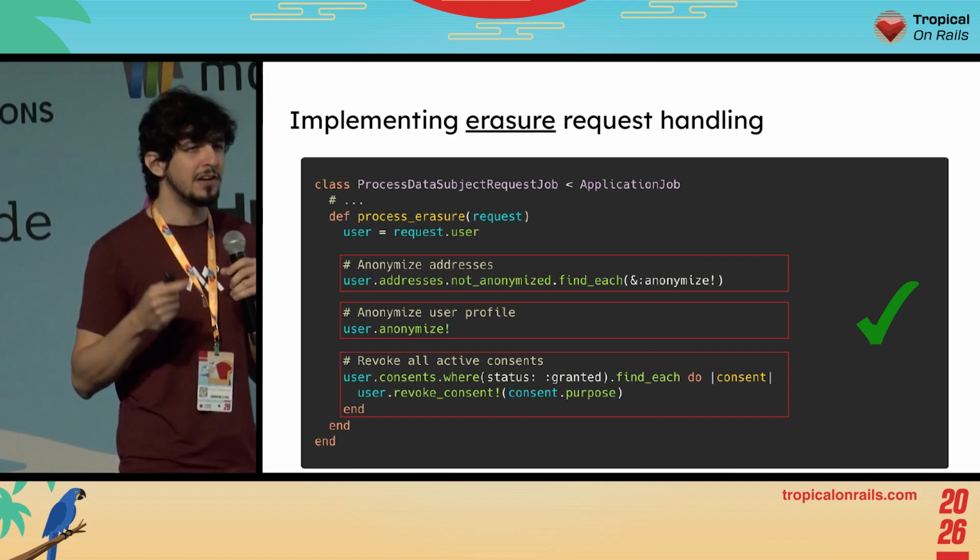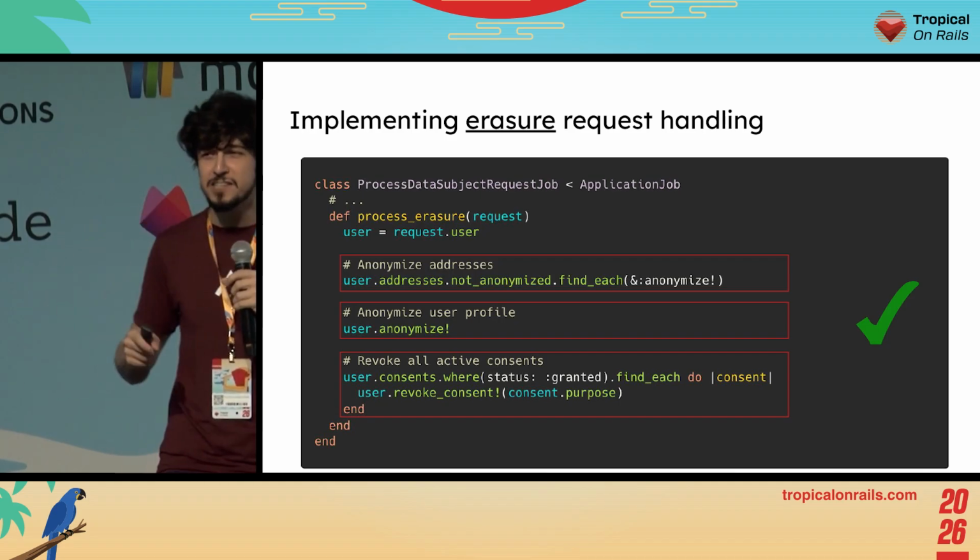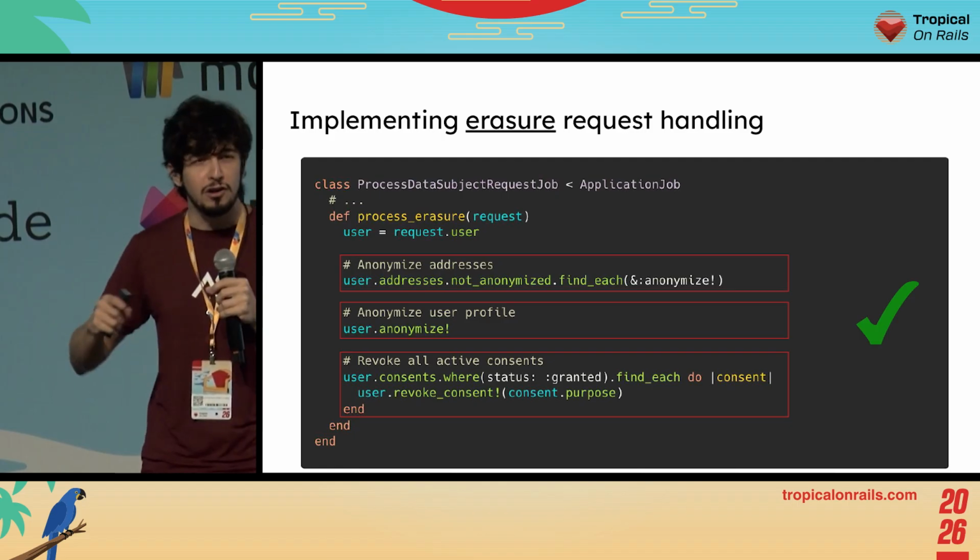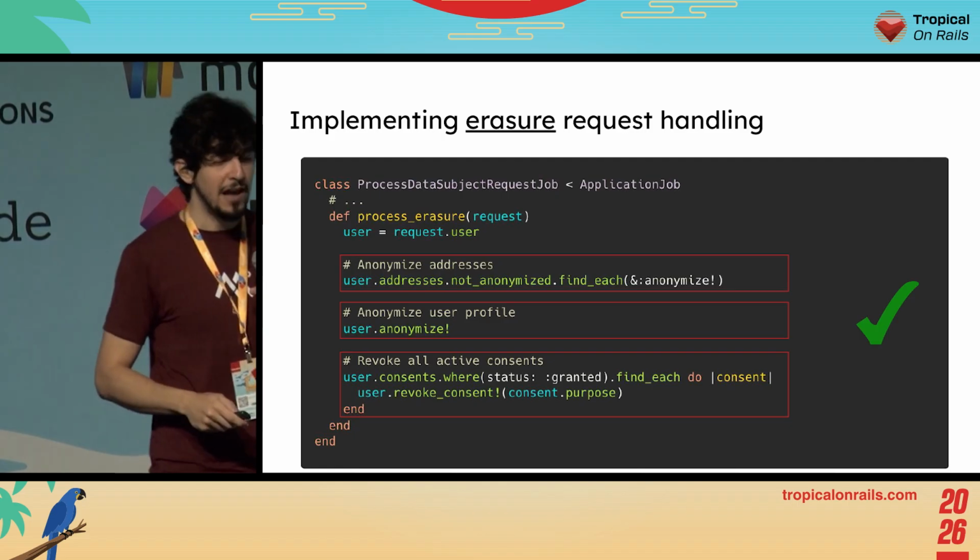But let's say that maybe their request is erasure. They want you to delete all their data. How do we find all of that in the database? We're going to actually have something very similar.